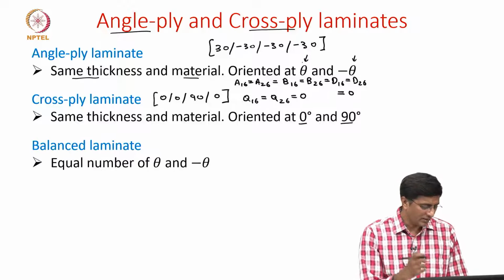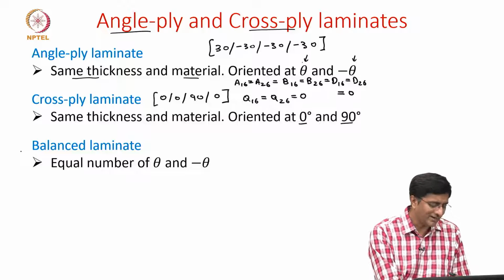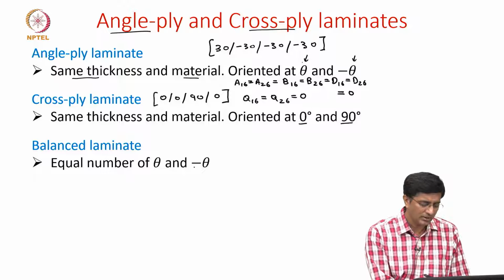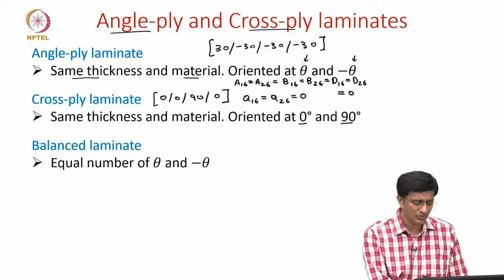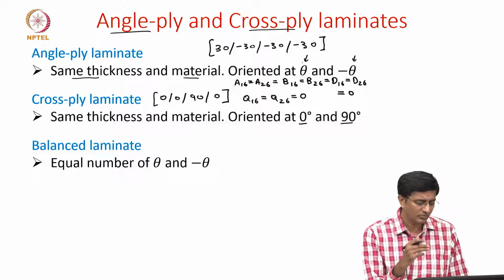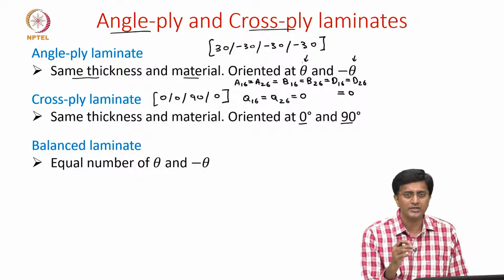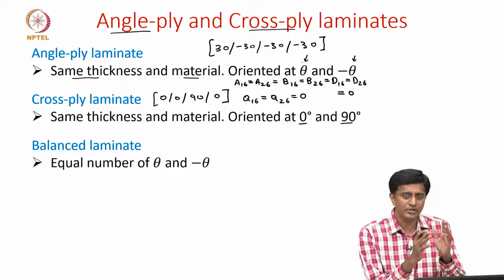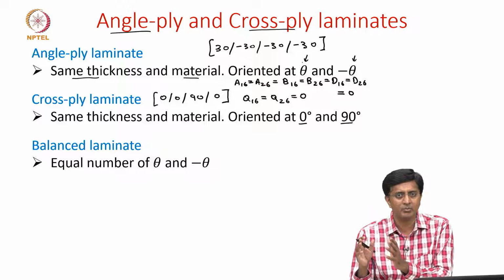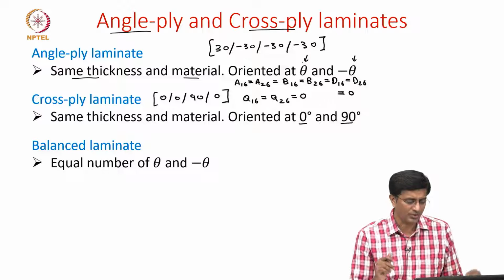Next, we look at the definition of a balanced laminate. These are laminates in which you have an equal number of theta and minus theta layers. This angle theta could also be 0 or 90, but as of now, let's say all the layers are made up of angle 30. Then it has an equal number of layers with angle 30 and the same number of layers with minus 30 orientation.